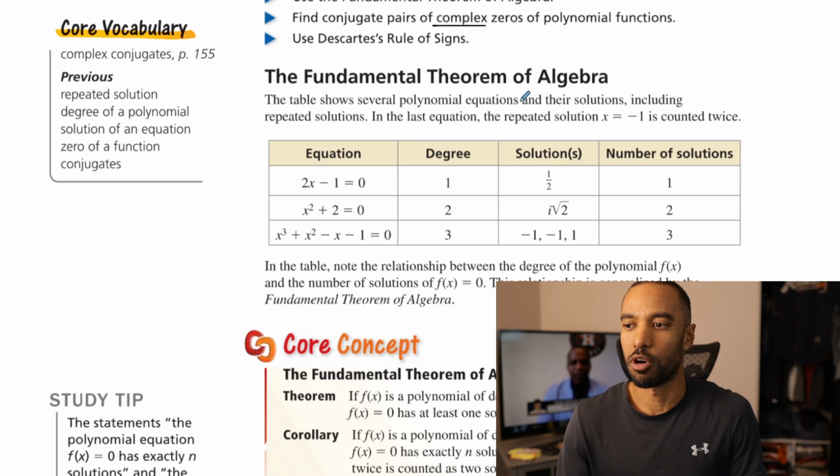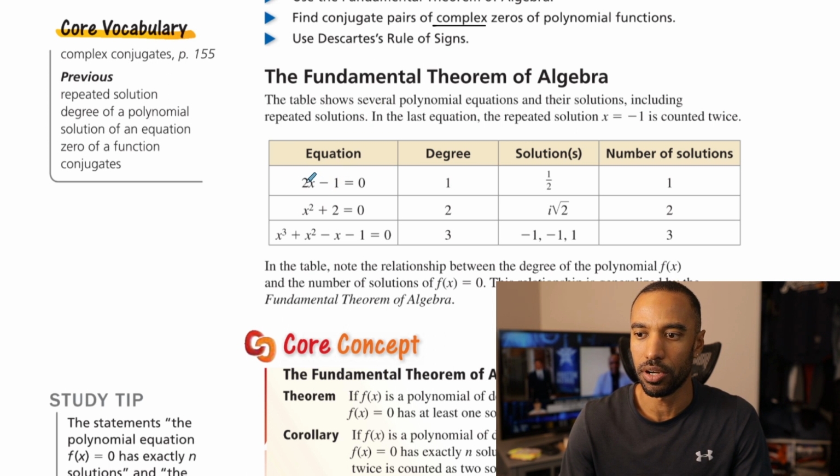The table shows several polynomial equations and their solutions, including repeated solutions. So here you have a linear equation 2x minus 1 equals 0, quadratic x squared plus 2 equals 0, and a cubic x cubed plus x squared minus x minus 1 equals 0. Different degrees of these polynomials and these solutions that you get from them.